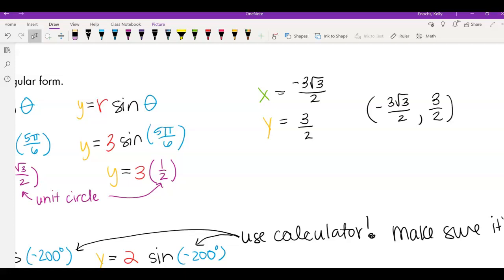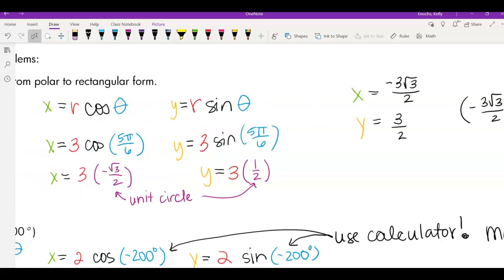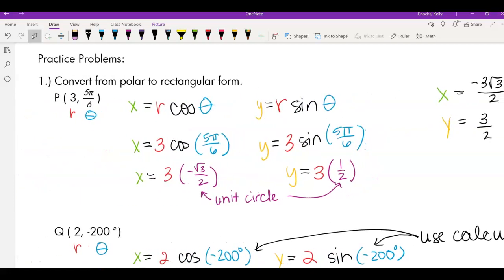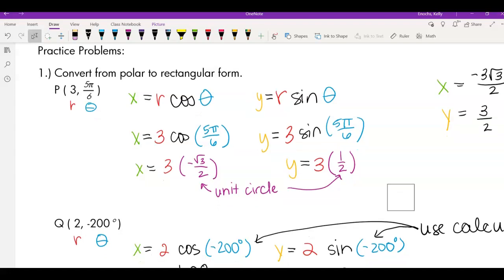So if I were to graph this rectangular point and this polar coordinate, we would end up in the same place if those two graphs were on top of each other. Okay.